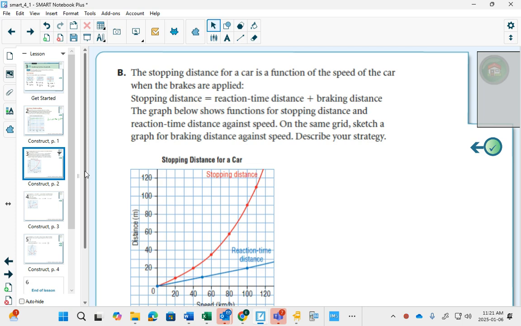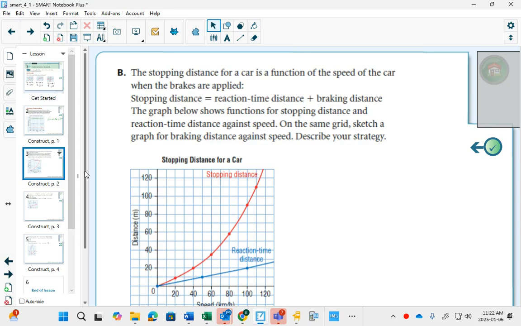That makes sense, okay? There's also this reaction time distance. When something comes in front of you, your reaction says I should slam on my brakes, which your brain has to send down to your foot, and it has to move quickly to slam on your brakes. That takes time. Usually that time is pretty quick, right? But still, if you're traveling fast, you're going to travel a little distance before that happens.